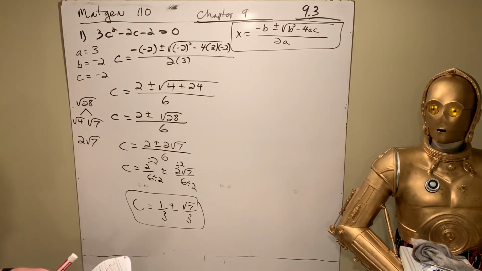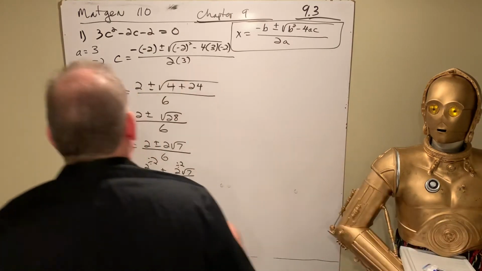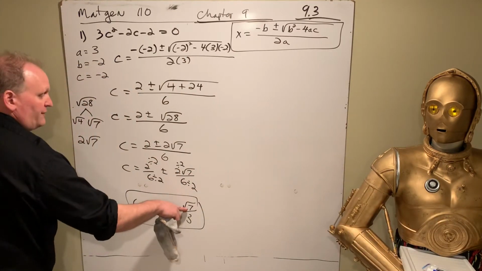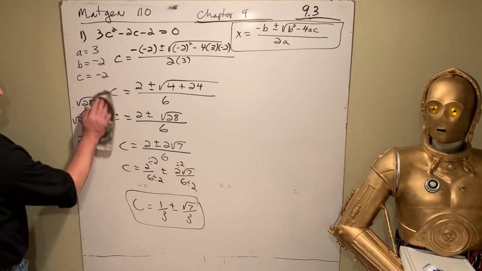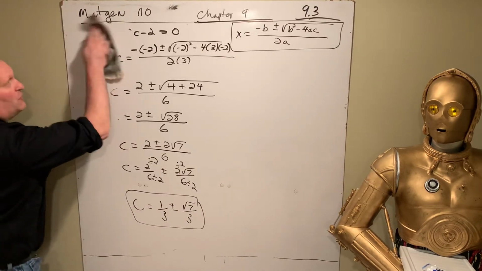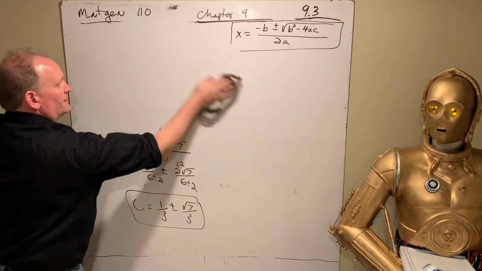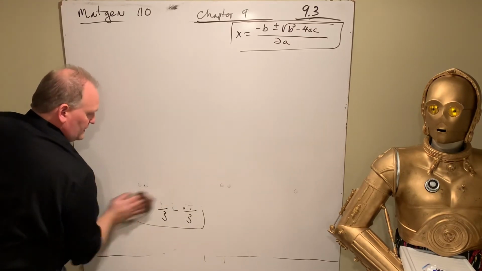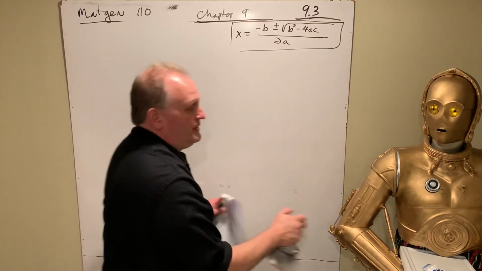Let's do another one that's a little better. It's not factorable. So this one was not factorable because look, if we end up with a square root in our answer, that means you couldn't have factored it even if you wanted to. So let's do another example of the quadratic formula.